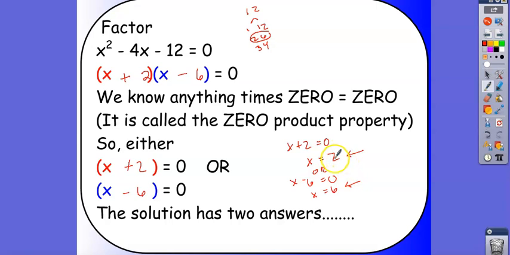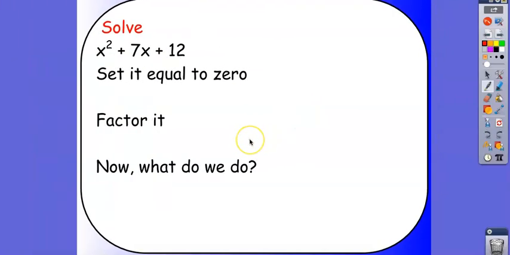If I pick x to be a negative 2, it'll make this 0. 0 times, I don't even care what this is, it will equal 0. If x is equal to 6, it makes this 0, and I don't even care what it is over here. So that's why we've been factoring, because we want to be able to solve quadratic equations.